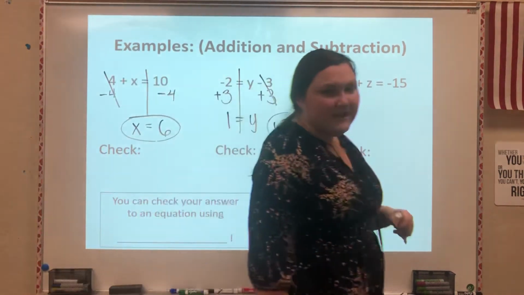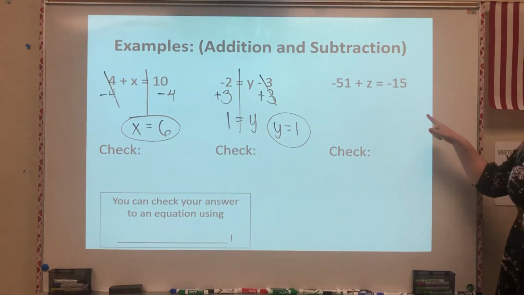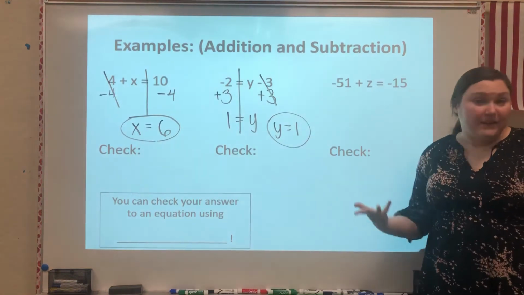We've got one last one. Go ahead and tell me what you think we need to do to solve this equation. Not the answer, just what you think we need to do.